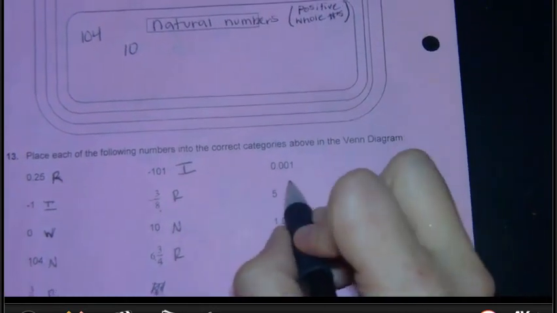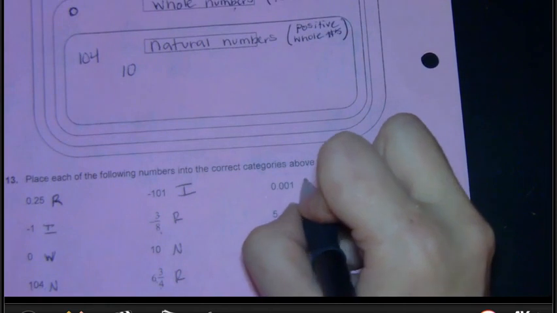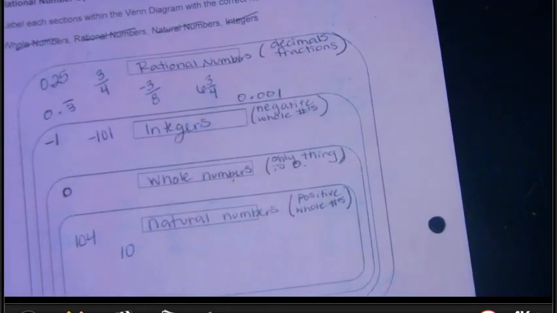All right, now I have 0.001. It's still a decimal, so that means it's still in my rational category. So 0.001 goes into my rational category. Positive 5 ends up in my natural. Oh, sorry, not check, in.